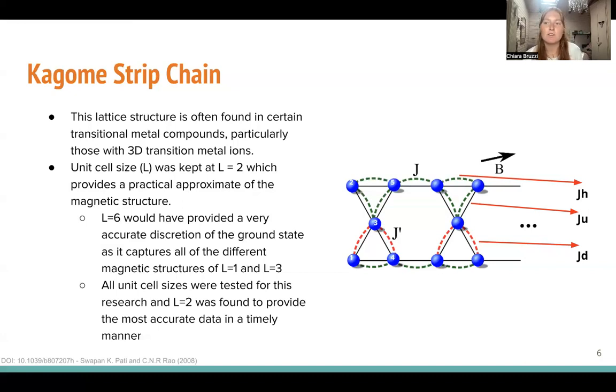L is equal to 6 would have perhaps been a better unit cell size that would have given a more accurate description of the ground state as it captures all of the different possible magnetic structures of 1, 2, and 3. However, if we were to run all of the results at L is equal to 6, then it would take a very long time to run these simulations. We also tested the results for L is equal to 1 and L is equal to 3, but we found that L is equal to 2 was the best.